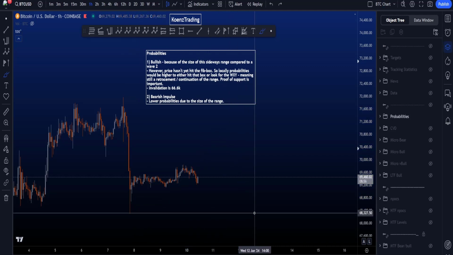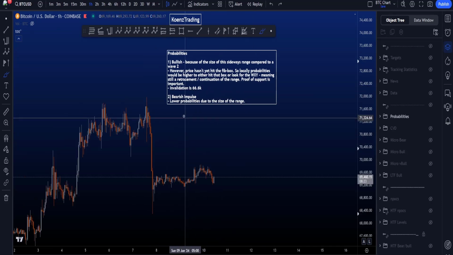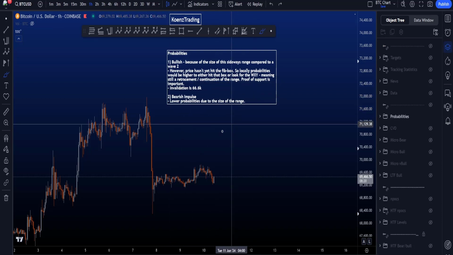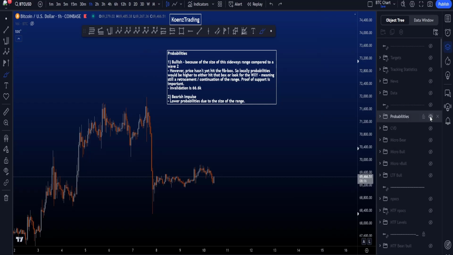Proof of support is of course always important, and the invalidation is at 66.6k. On the number 2 spot we then have the bearish impulsive structure in a wave 1, 2, 3, 4, 5 as currently a lower probability scenario.